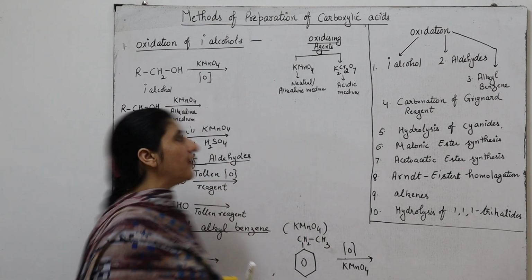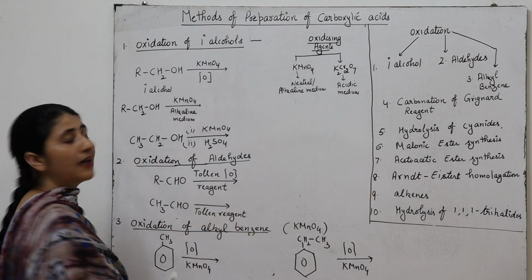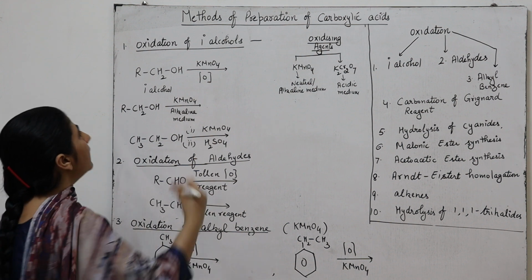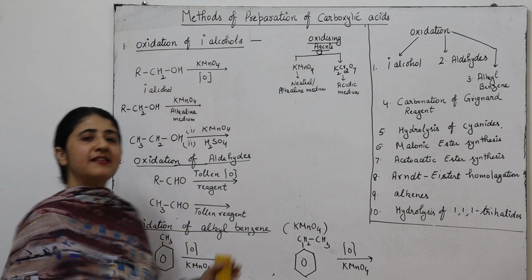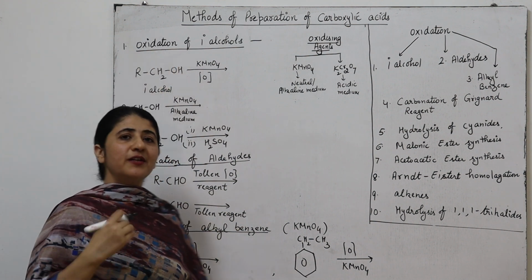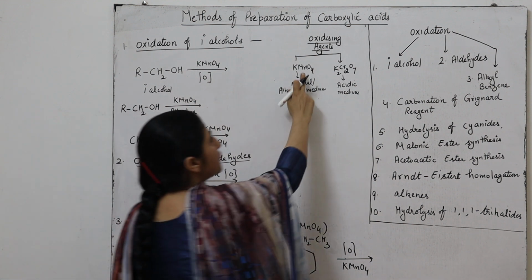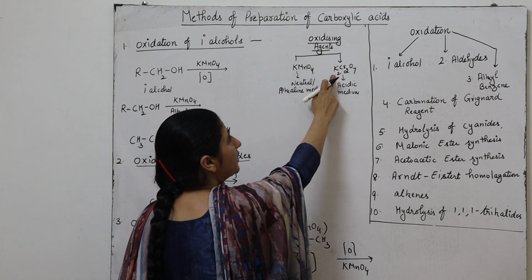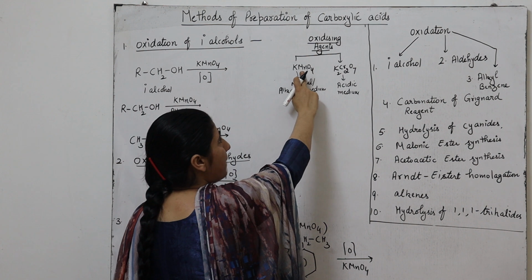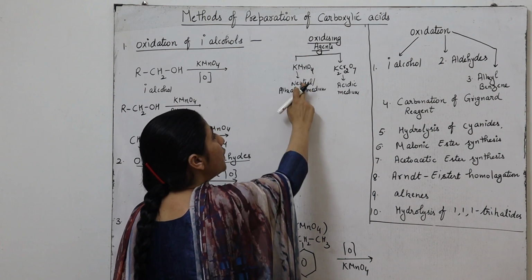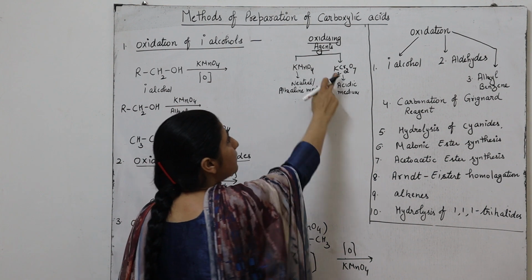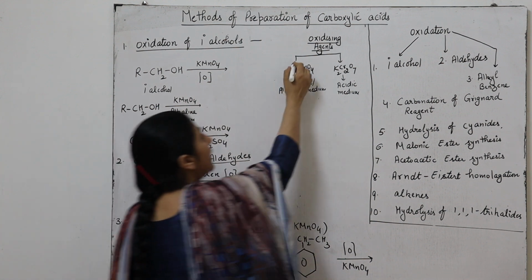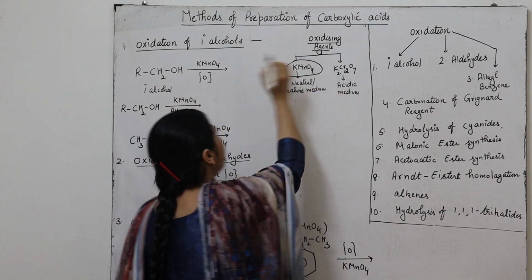So let's start. First of all, we will discuss how carboxylic acid is produced from the oxidation of primary alcohol. As we know, oxidation takes place in the presence of an oxidizing agent. In this case, we use two types of oxidizing agent: KMnO4, potassium permanganate, and potassium dichromate. KMnO4 is used in a neutral or alkaline medium, whereas potassium dichromate is used in acidic medium. Generally we use KMnO4.